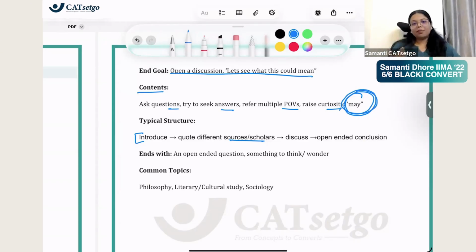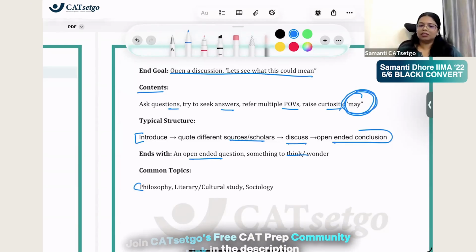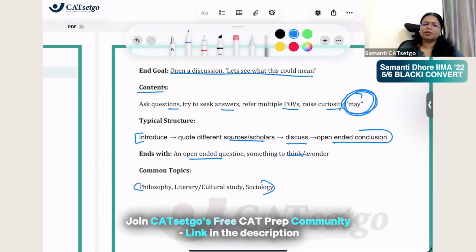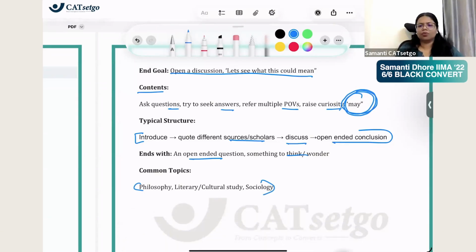If I come home and I'm able to tell that actually this and this happened, then that is information. But if we don't know, so I'm quoting what different people said, and now we're discussing, dude, what could have happened? It must have been this, it must have been that. So then that is open-ended confusion. Nowhere near actual passages of CAT, but understand the essence of it, right? It ends up with an open-ended question, something to think or wonder about. Common topics are philosophy, literature, cultural studies, sociology. Usually philosophical topics are very exploratory.